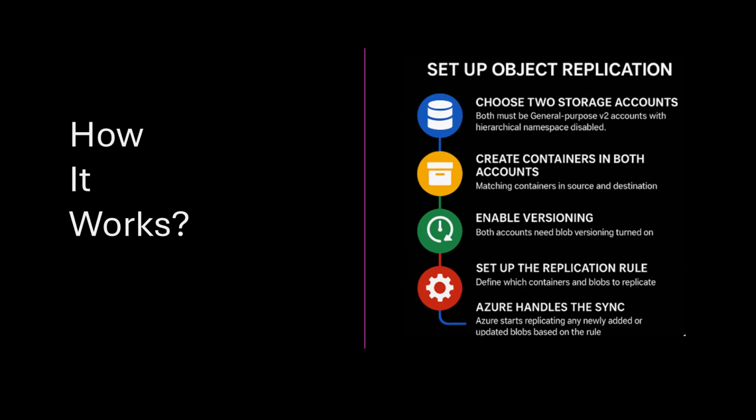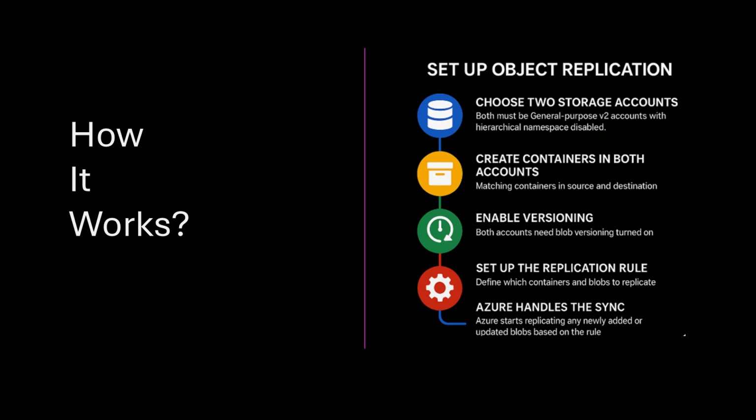When you set up object replication, you're essentially building a bridge between two storage accounts. First, you need to select two storage accounts. Both must be general purpose V2 accounts and hierarchical namespace must be disabled. This ensures the replication feature can function properly. Next, you will create matching containers in both accounts, one in the source and one in the destination. These containers act as the endpoints for blob transfers.